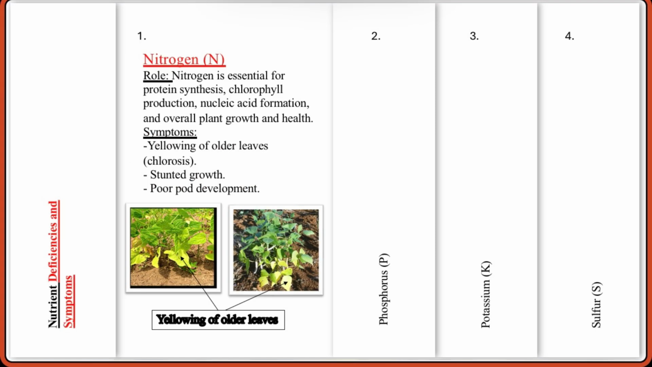Our first deficiency is nitrogen. The role of nitrogen is essential for protein synthesis, chlorophyll production, nucleic acid formation, and overall plant growth. Some of the symptoms that show on the plants are yellowing of older leaves, stunted growth, and poor pod development.